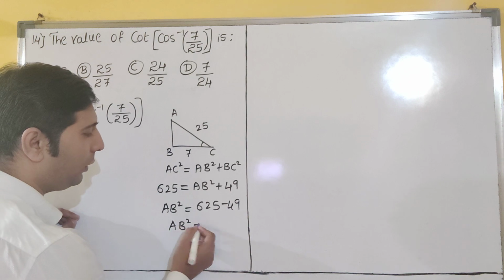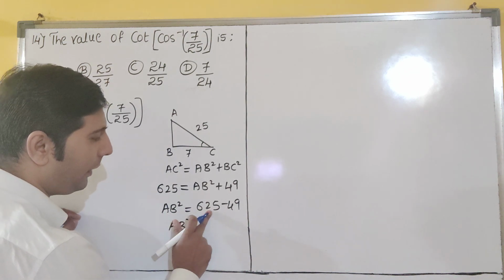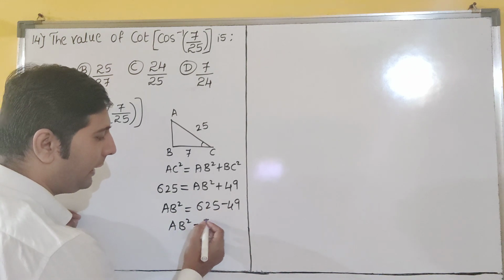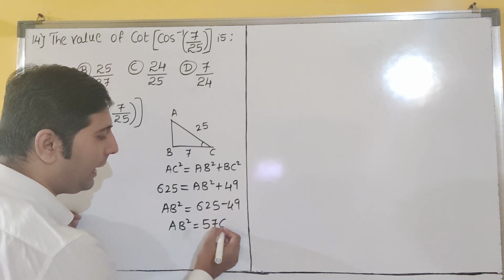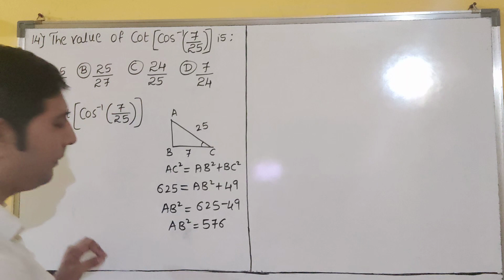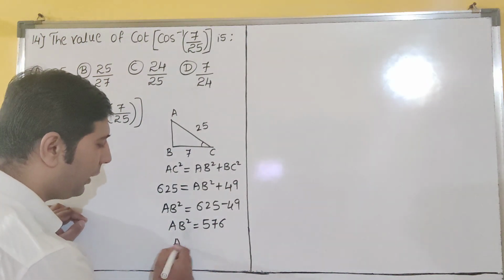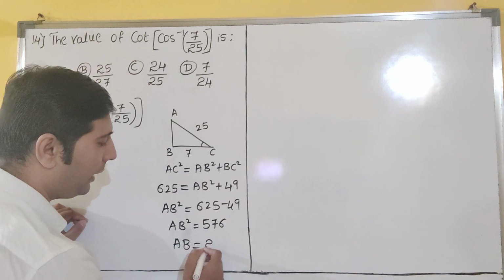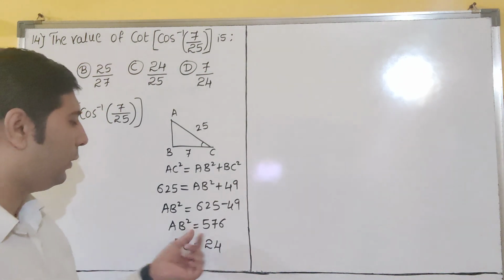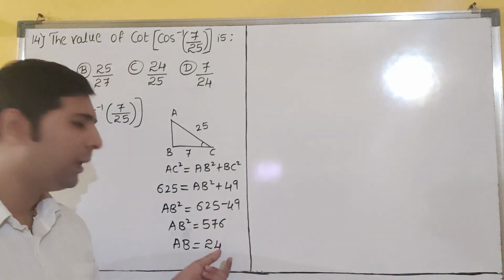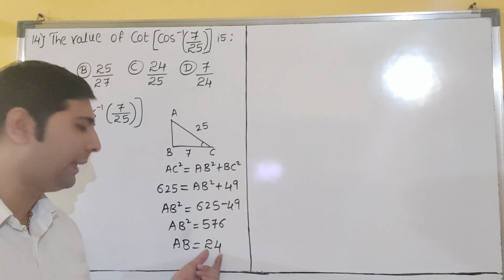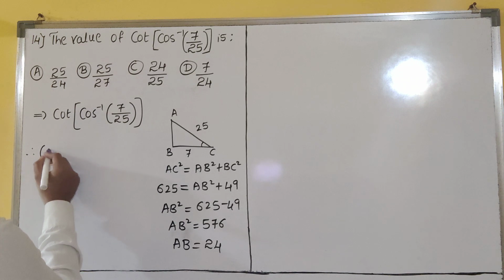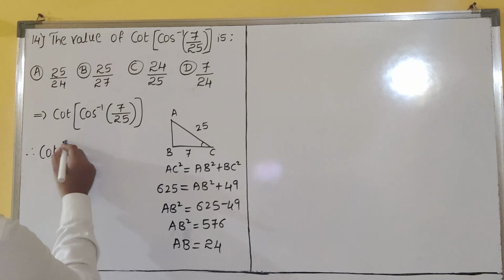AB square is equal to 625 minus 49, which is 576, you will get, dear students. 576. So AB is the square root of 576, which is 24, dear students. If you send the square to this side, the square root of 576 is 24. So then what can we write here? Therefore see here, cot of cot inverse.